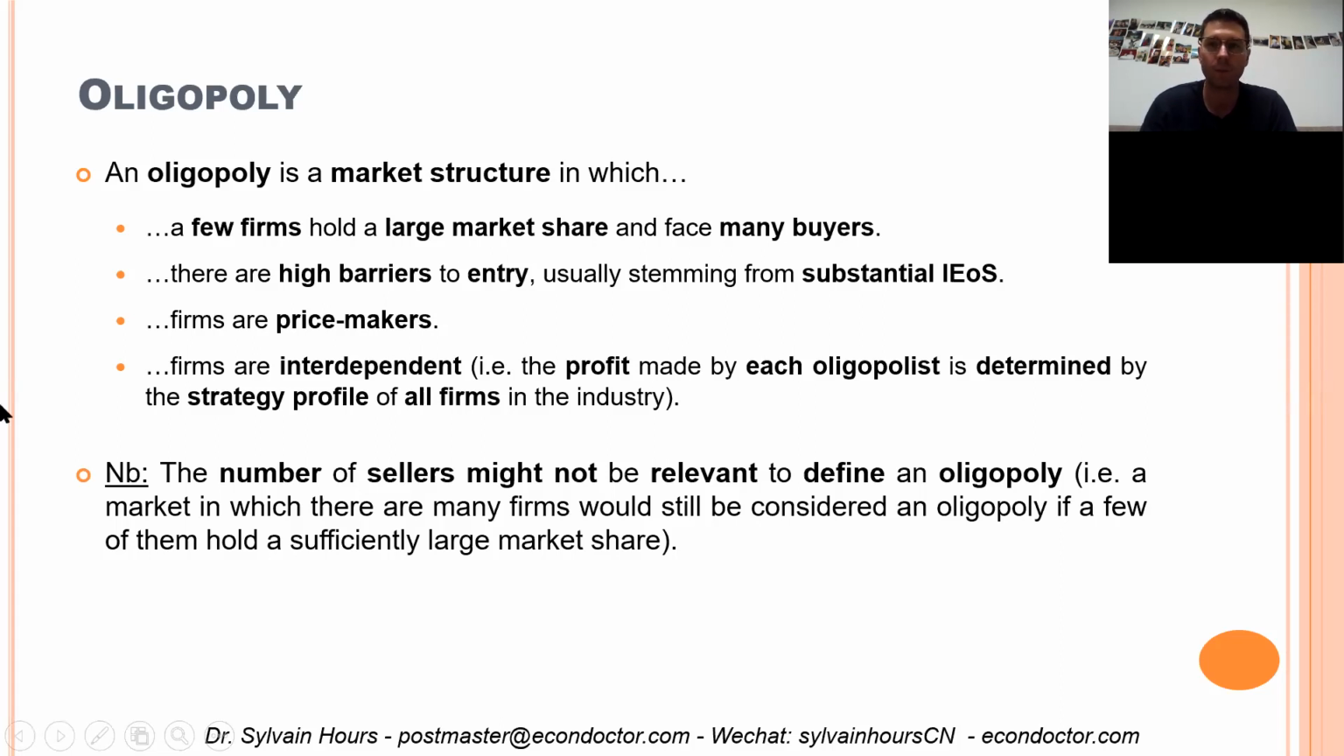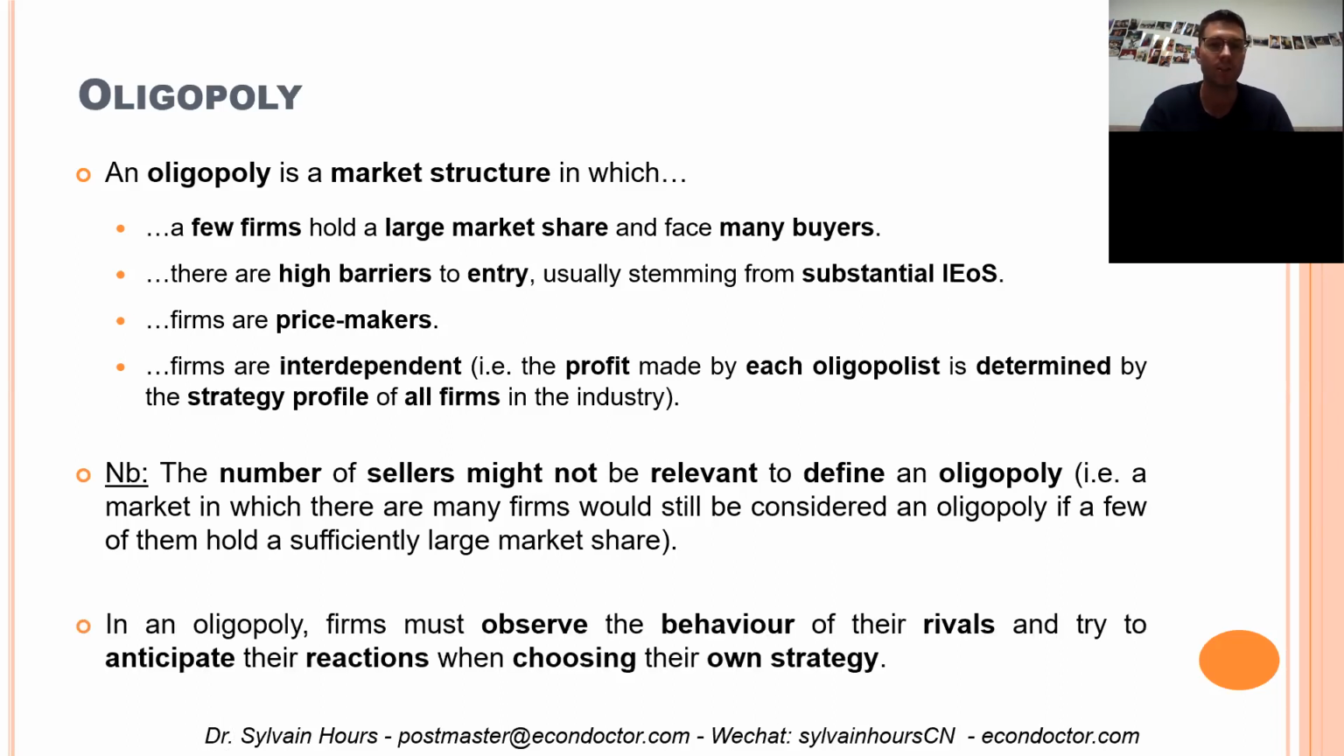And this is a short comment about what I said earlier. The number of sellers might not be relevant to define an oligopoly, and that's what I explained. A market in which there are many firms would still be considered an oligopoly if a few of them hold a sufficiently large market share.